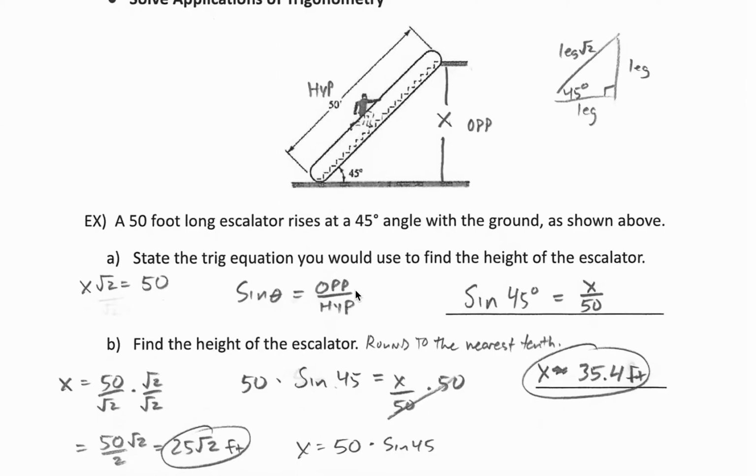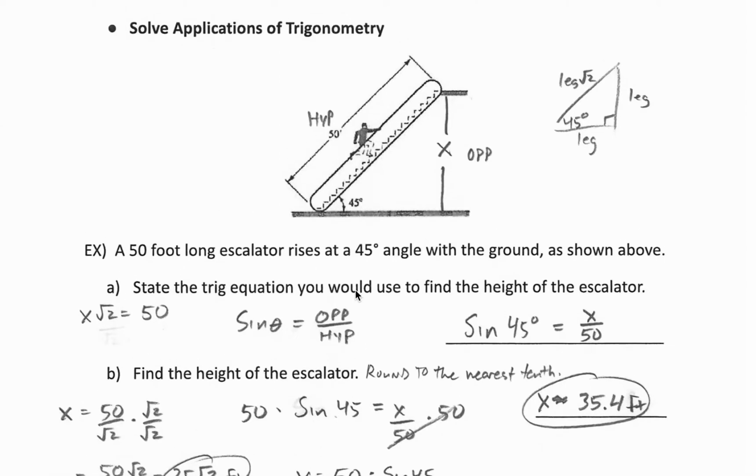All right, in this first example, we're given the length of an escalator and the angle of elevation, angle of incline, and we're asked to find the height of the escalator, the vertical height here.